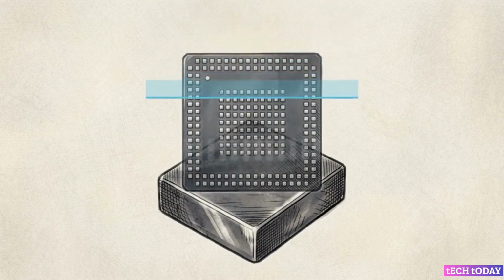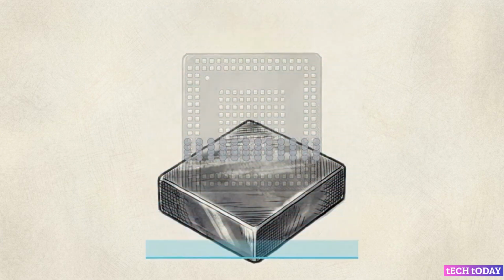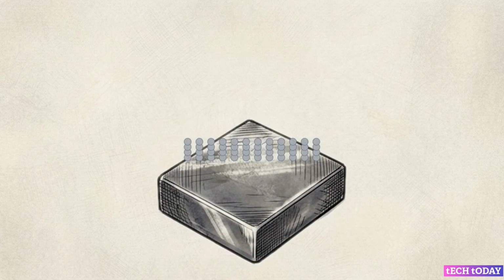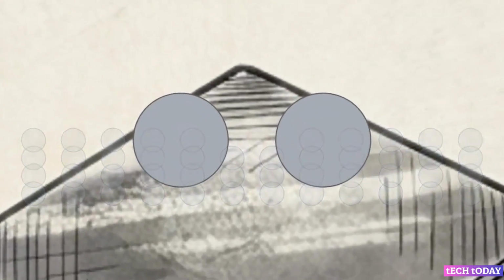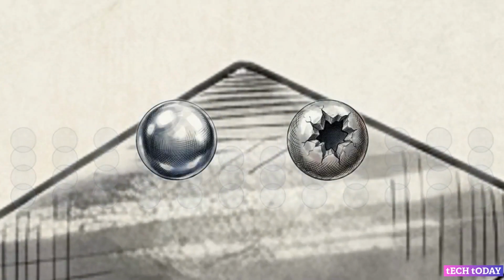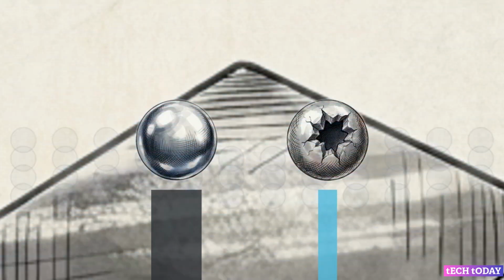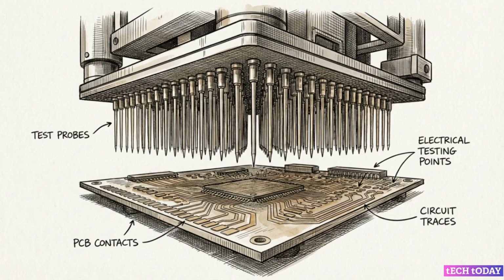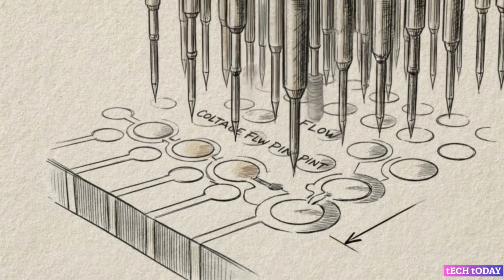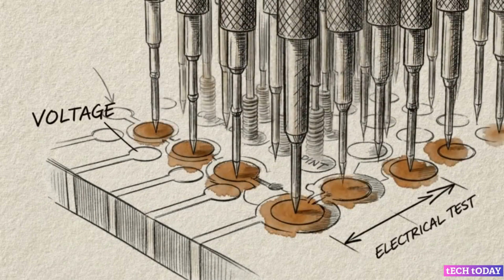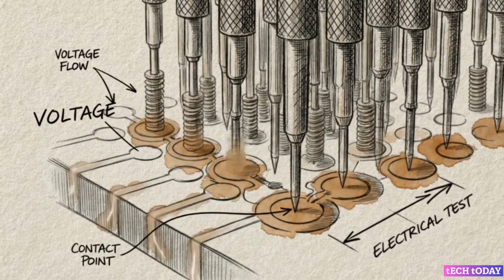By scanning through the package, AXI reveals the internal grid of spherical solder joints. X-rays are absorbed by the lead in the solder. A solid, healthy joint looks opaque, but a trapped air bubble or a microscopic fracture allows the X-rays to pass through, creating a dark, hollow void that optical cameras would never detect. Once the physical structure is confirmed, the board moves to in-circuit testing, or ICT. ICT uses a mechanical bed of nails fixture to make direct contact with test points on the board, measuring precise voltage drops to identify shorts or failing components that passed visual inspection.